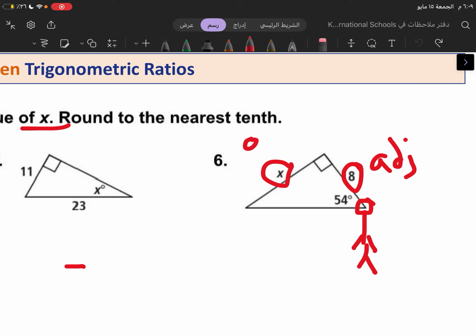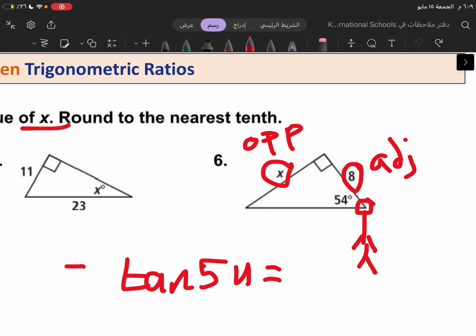So opposite. Opposite and adjacent, I find it in the tan. So directly tan 54 equals x over 8. And you just multiply the 8 by tan 54 on your calculator. Then you find the x. Are we good? This is the first case.